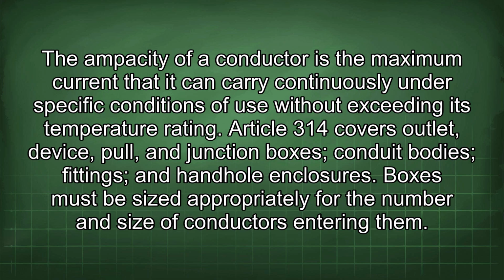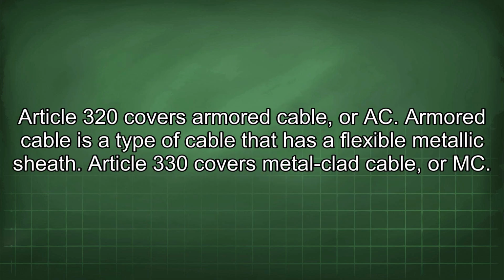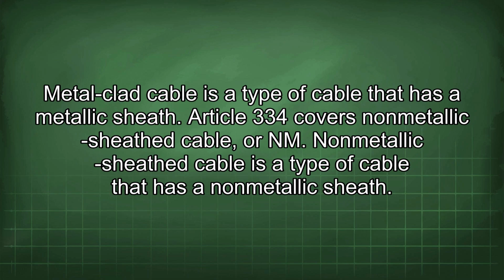Boxes must be sized appropriately for the number and size of conductors entering them. Article 320 covers armored cable, or AC. Armored cable is a type of cable that has a flexible metallic sheath. Article 330 covers metal-clad cable, or MC. Metal-clad cable is a type of cable that has a metallic sheath.